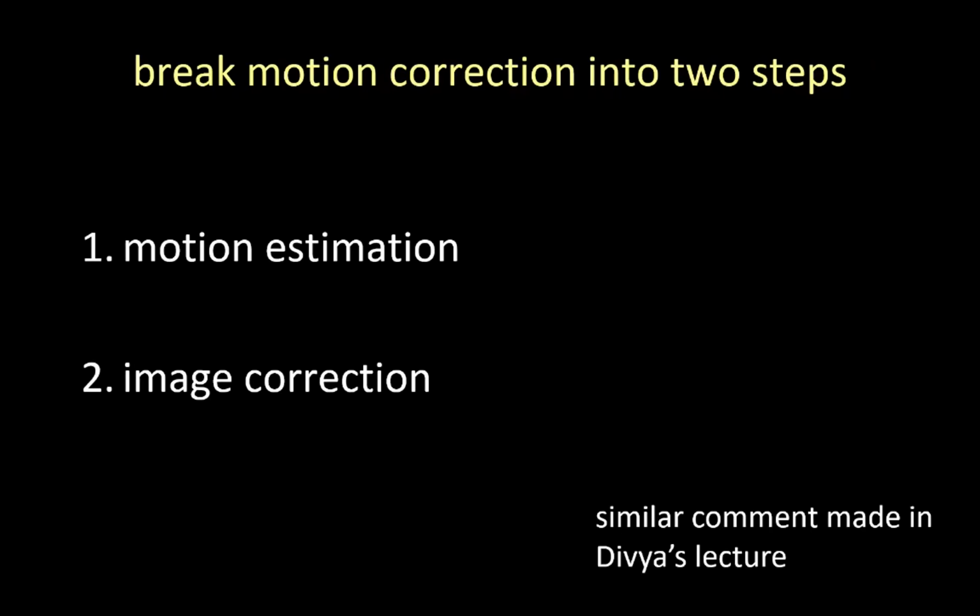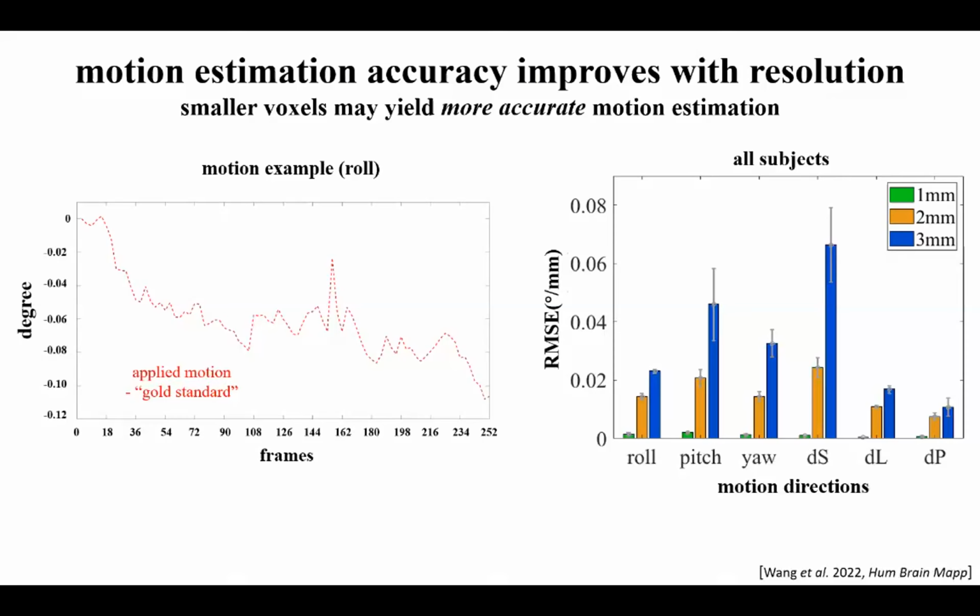And so I'm going to follow Divya's lead. I'm going to break motion correction into two steps, both motion estimation and image correction. So first, a couple of words about motion estimation. And Doug alluded to something similar in his lecture. There's one piece of good news here, and that is it looks like motion estimation accuracy actually improves as we go to higher resolutions. And smaller voxels may yield more accurate motion estimation. I think this is cool.